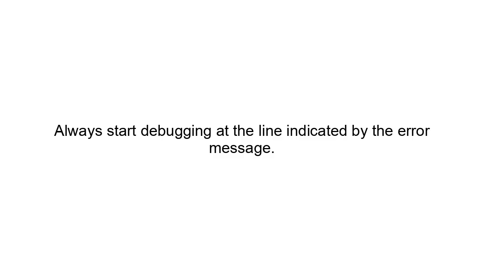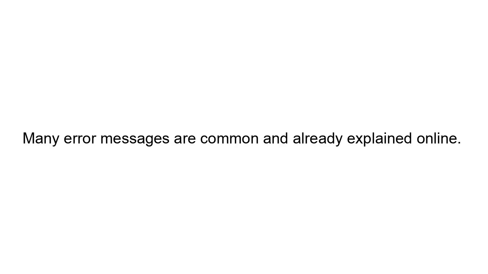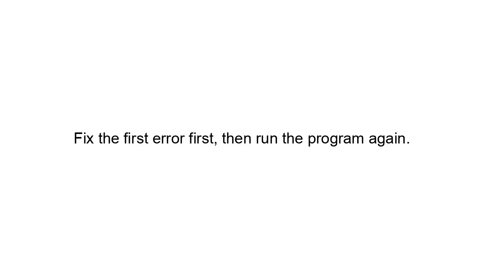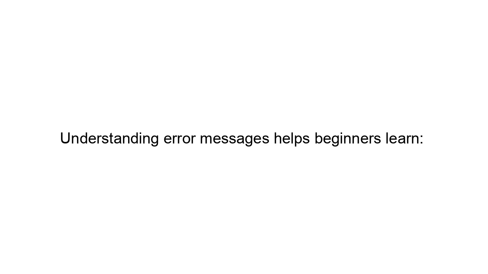3. Check the line number. Always start debugging at the line indicated by the error message. 4. Search the error online. Many error messages are common and already explained online. Searching the message often leads to solutions. 5. Fix errors one at a time. Sometimes multiple errors appear. Fix the first error first. Then run the program again.